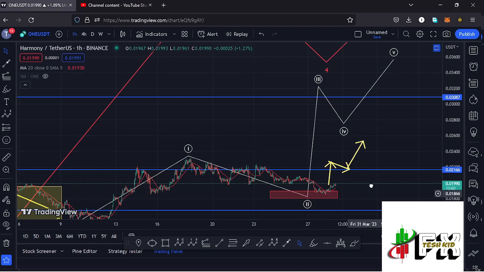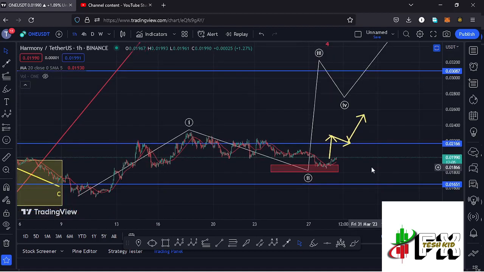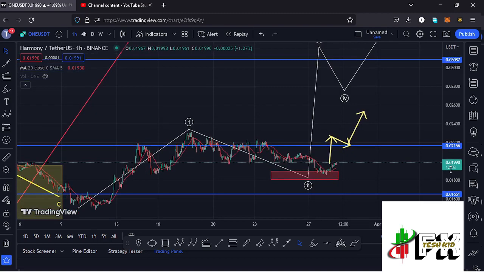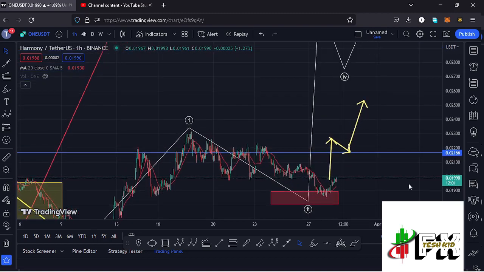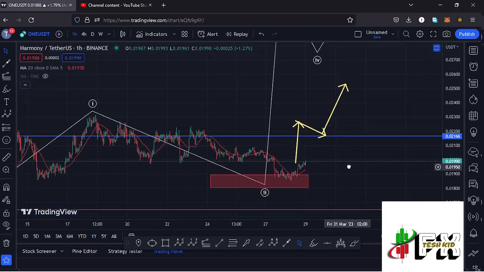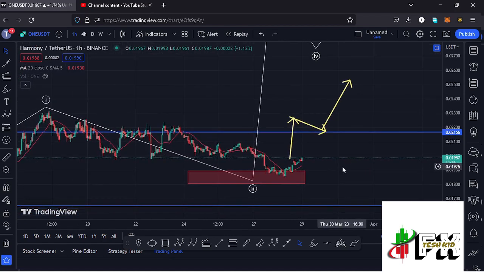And before all that plays out and we fully maximize our target area, we have a key area of resistance at around the $0.02166 mark, which is a key area of resistance that at the time of this recording we are trading below, and we need to manage to break above it, get a successful retest before we can continue gearing up.